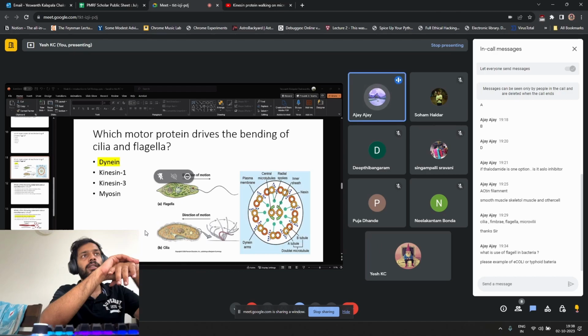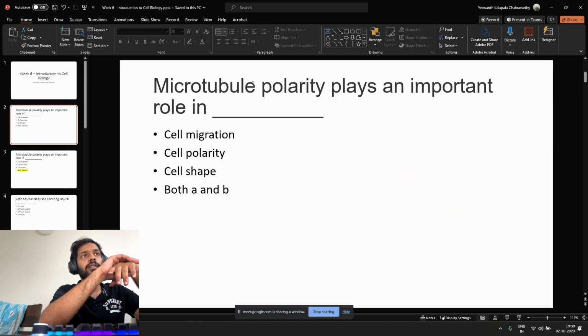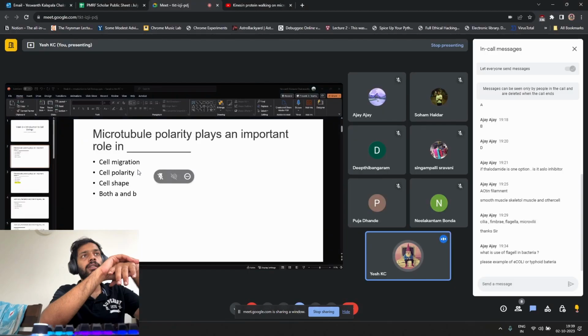I didn't know the first question. I think I joined late. Can you please repeat? So microtubule polarity plays an important role in what? Is it cell migration, cell polarity, cell shape, or both A and B? Thank you, sir. So the answer is both cell migration as well as cell polarity. Microtubules might play a role in cell shape, but here we're talking about the polarity of the microtubule, which will give the cell its polarity and also help in cell migration.